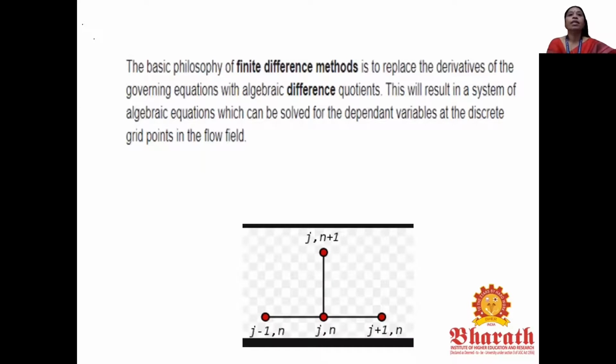So the basic philosophy of the finite difference method is to replace the derivatives of the governing equations with algebraic difference quotients. This will result in a system of algebraic equations which can be solved for the dependent variables at the discrete grid points in the flow field.